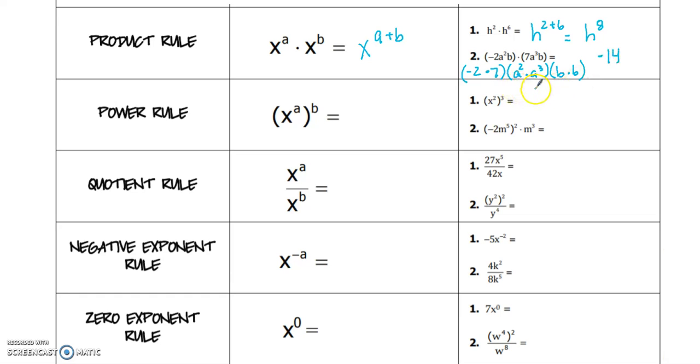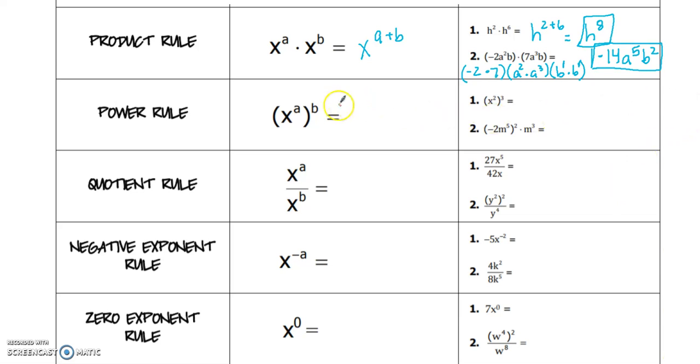A to the second times a to the third, remember I'm adding those exponents, so 2 plus 3 will give me 5. And then b times b, these both have understood one exponent, so 1 plus 1 will give me 2. So here's my final answer for the second example. Here's my first. Okay, let's keep going then.